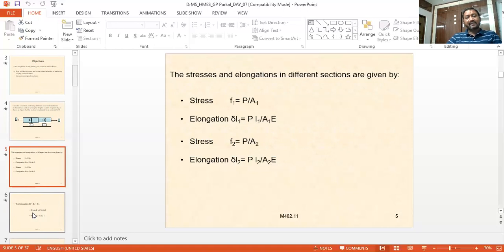And elongation delta L1 is equal to P into L1 by A1 into E. Because the member is made of the same material at section 1 and section 2, the E will remain constant for both sections. Now, the stress at section 2, sigma2, is equal to P2 by A2. But here P1 and P2 are both the same, that is P, therefore P by A2. And elongation delta L2 is equal to P into L2 by A2 into E. These are the formulas for the stresses and elongation.